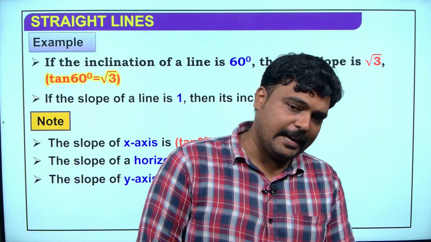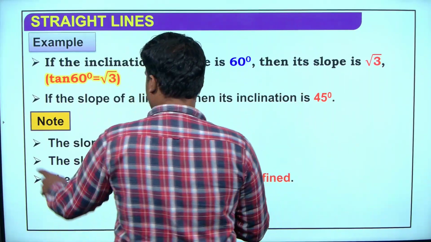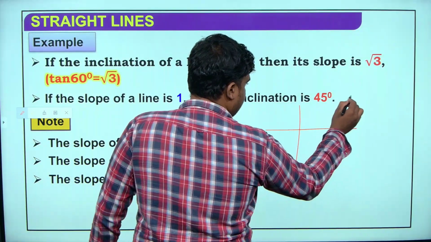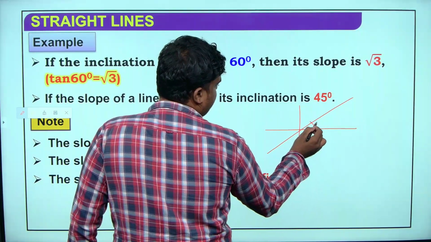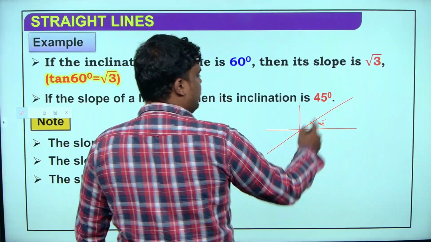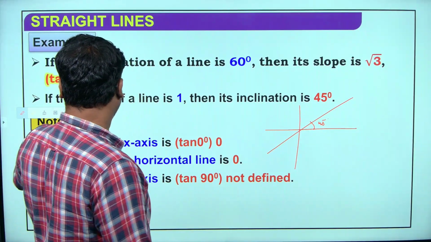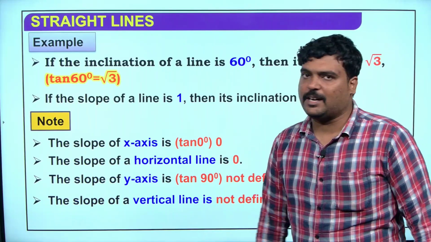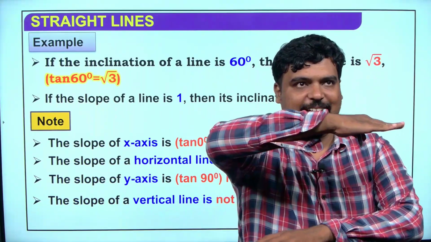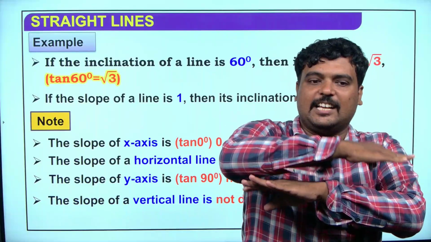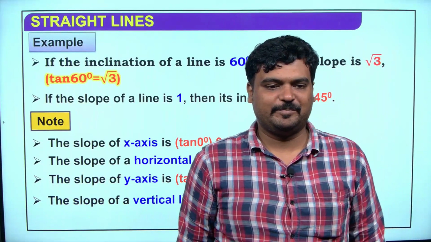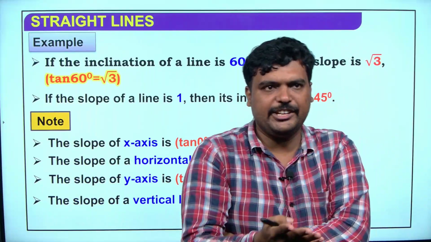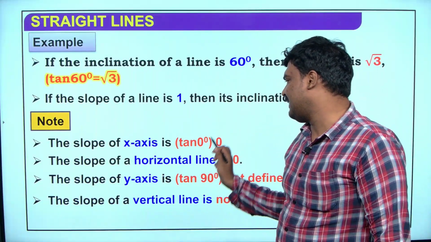If the slope is 1, it means the line is made into 45 degree. That's why the slope is 1. The slope of the x-axis is what? What is the x-axis? The x-axis is like this, right? So how much is the x-axis inclined towards the x-axis? 0, right? It will be 0. So the slope of the x-axis is 0.